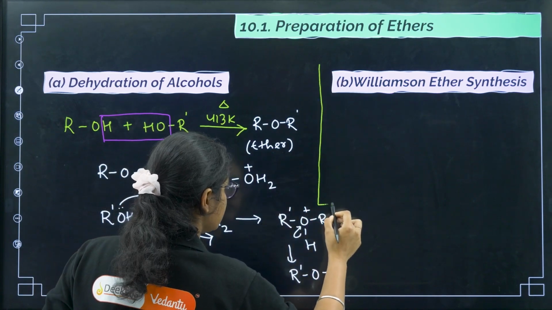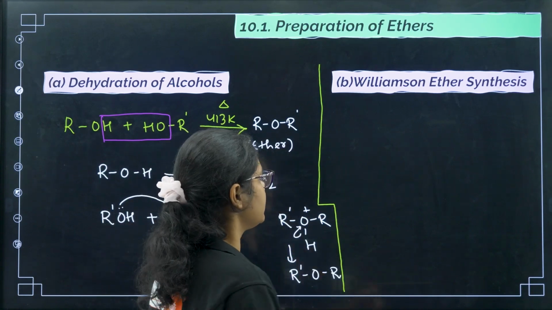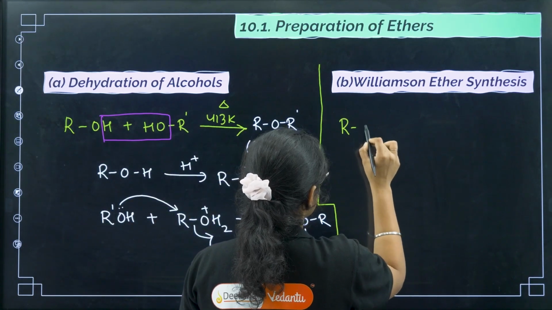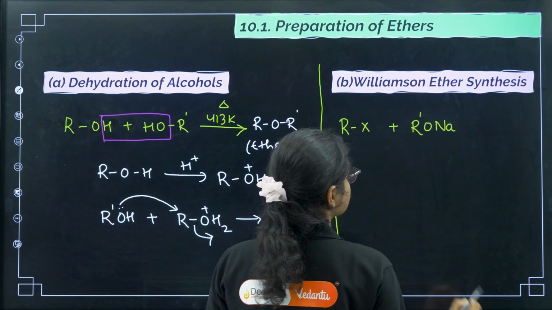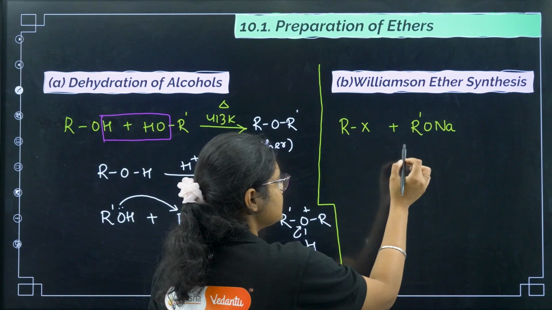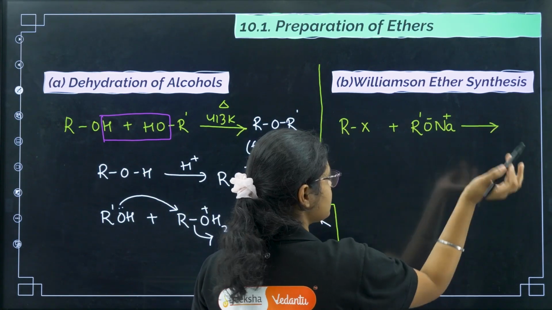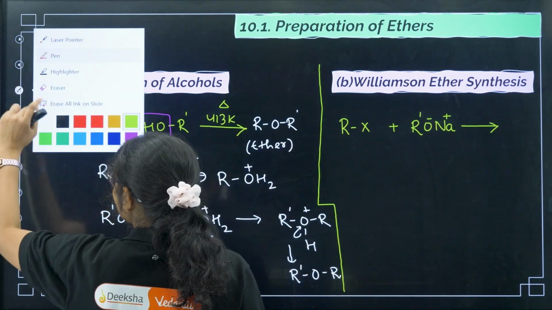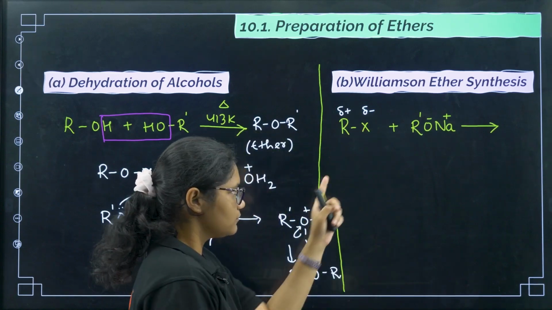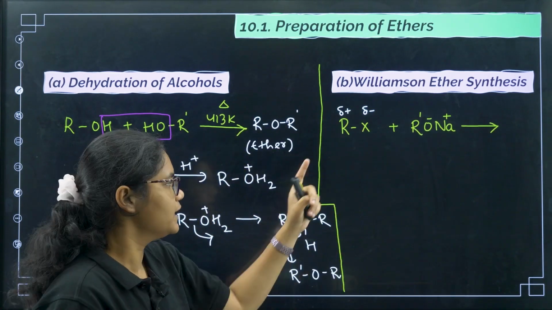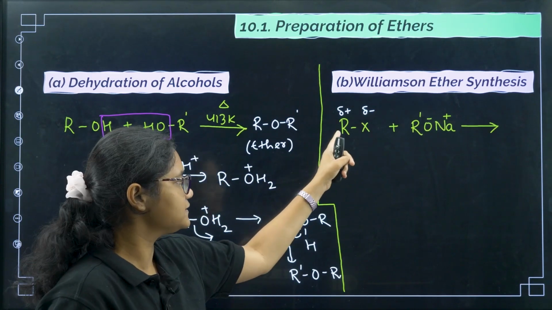So let me make a line here. Okay, now see, in Williamson ether synthesis you need to have one RX and one R dash ONa. Okay, here this part is O minus Na plus. Okay, now what happens here? This is a simple nucleophilic attack. Okay, so if you see this one, delta X minus and this is delta plus, right? X is electronegative, so it has to be slightly negative in charge because X is more electronegative than R. Then this is delta positive.